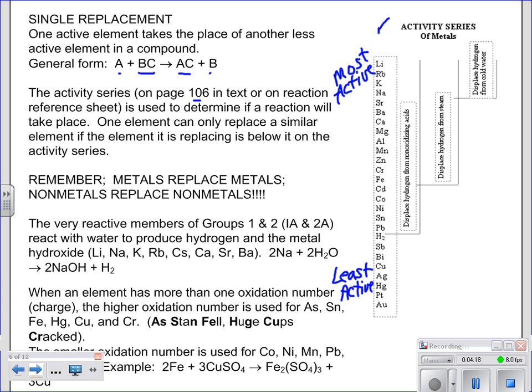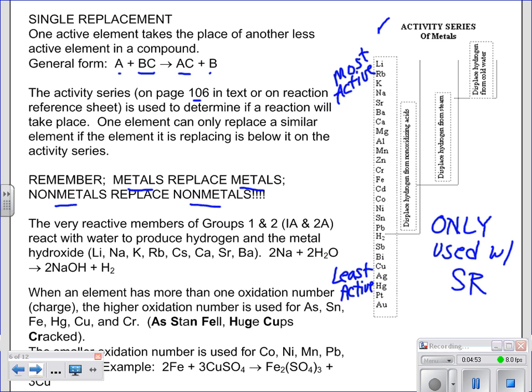So we'll go through some examples and see how to work this, but this is something you're going to have to refer to when you have a single replacement reaction. This is only used with single replacement. Do not worry about trying to consult this for any other type of reaction. That would be wrong. You just use it with single replacement. When you're trying to figure out which one would replace which one, remember, metals replace metals, nonmetals replace nonmetals. So that's an important thing to look at as well.